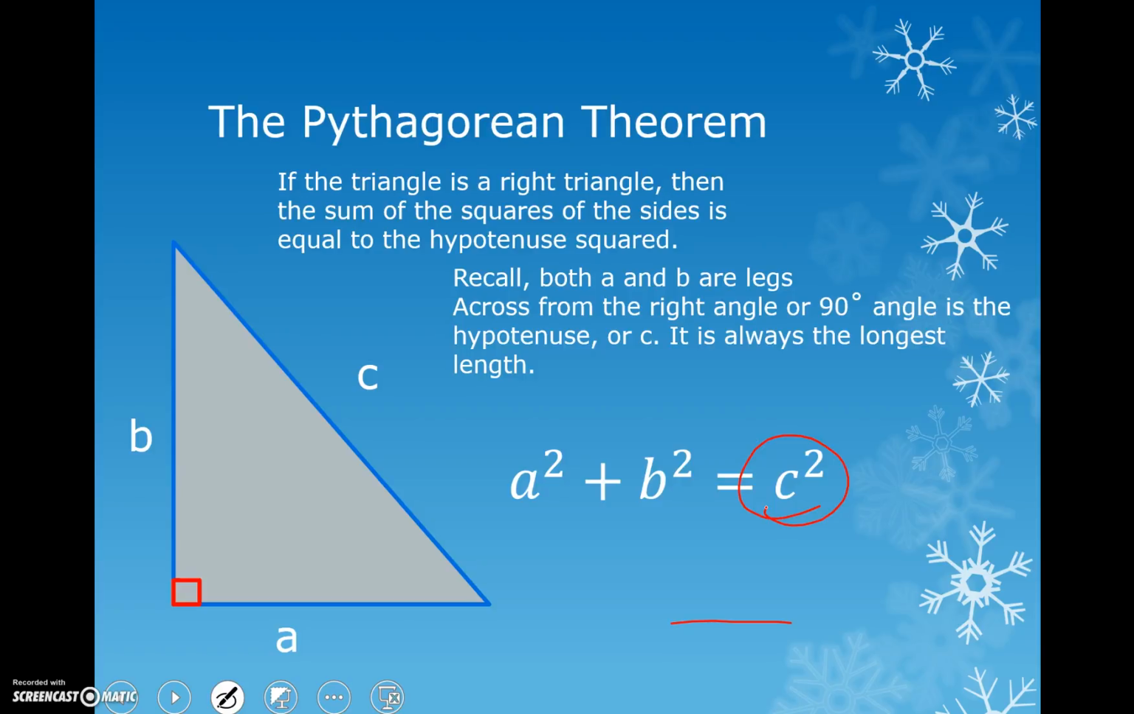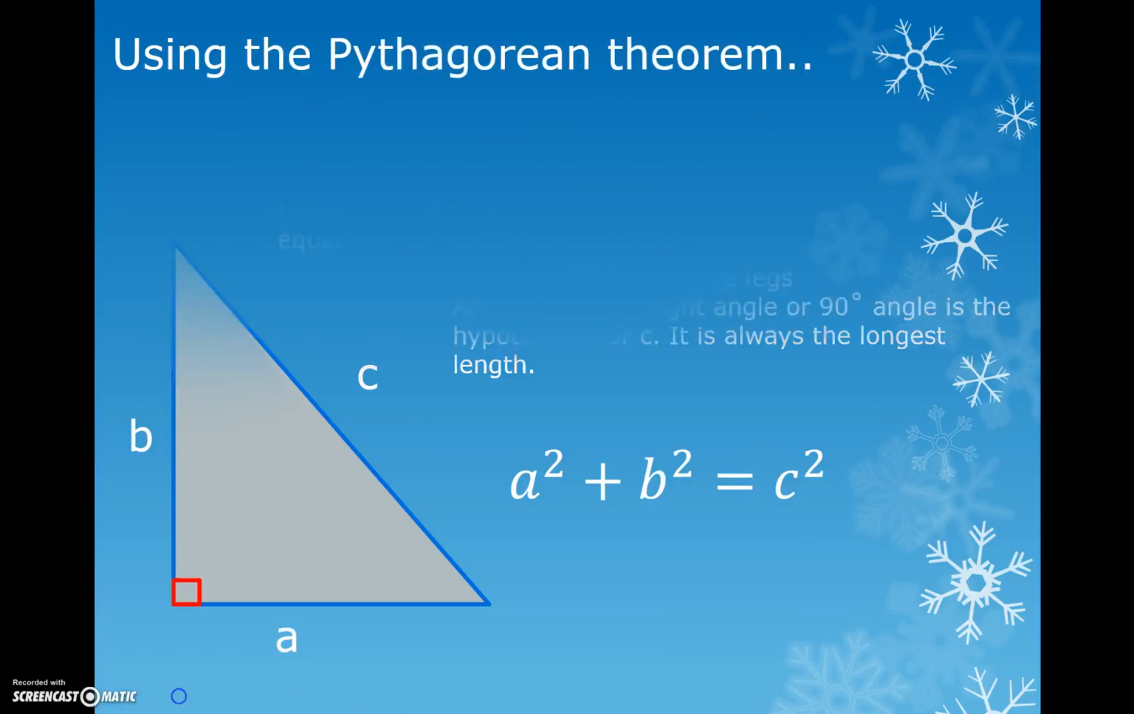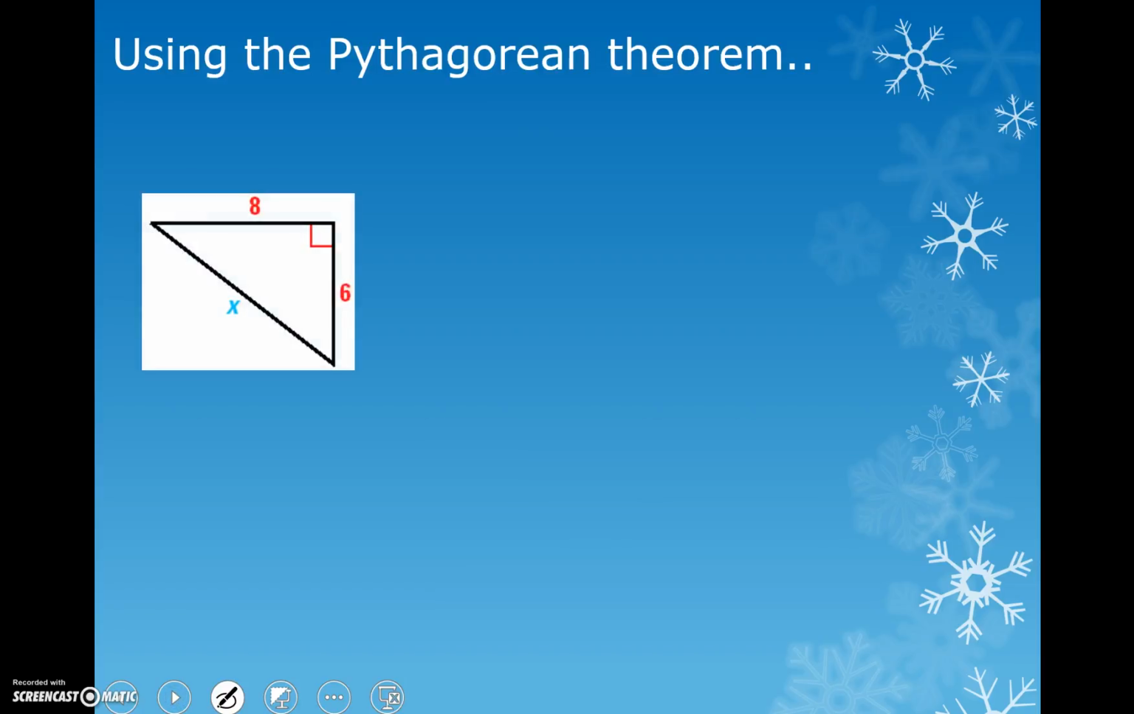It's always what's across from the right angle. It's always the biggest number. Remember, across from the bigger angle is the bigger side, which is why that number that's always biggest goes for C. So let's just go ahead and review those really quickly. I just have 3 examples here, very straightforward.